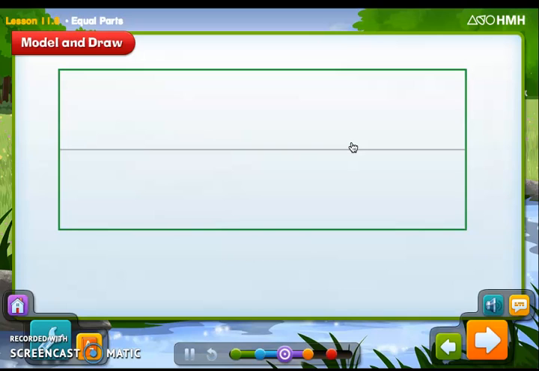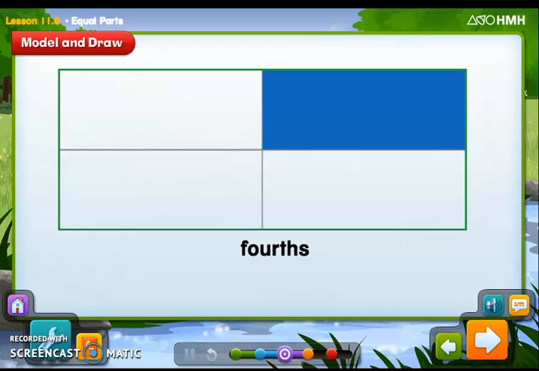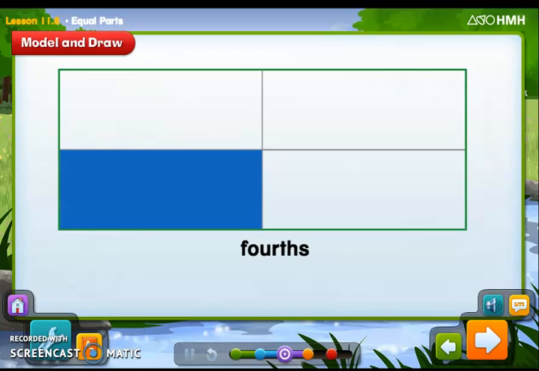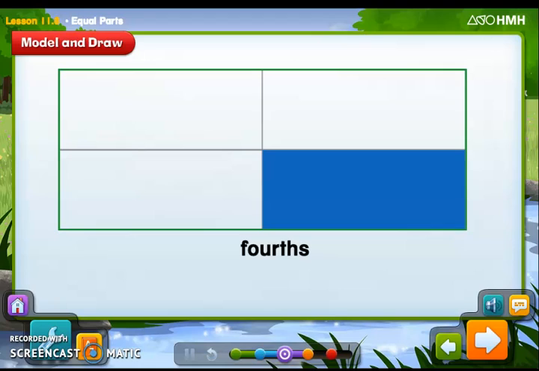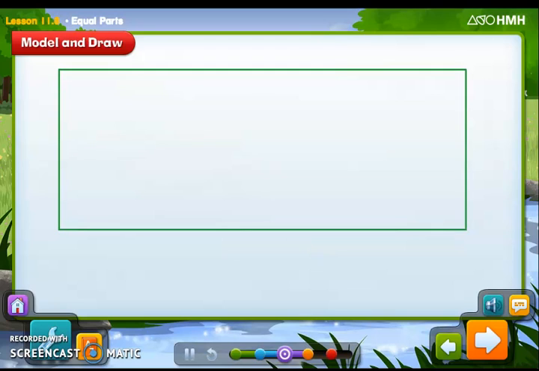Now divide this rectangle into more equal parts. Drawing a line down the center divides the rectangle into more equal parts. Each part is a fourth. When there's more than one, they're called fourths. Now count the number of fourths. 1, 2, 3, 4. So the whole is now made up of 4/4. Divide this rectangle in another way.